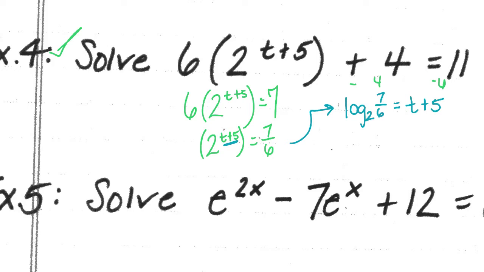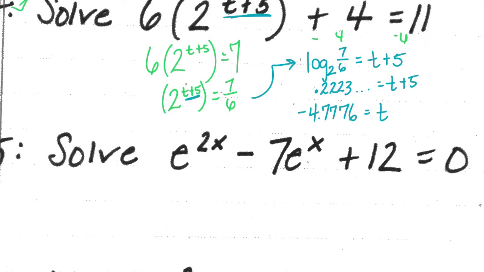So log base 2 of 7 over 6 ends up being 0.22239, and I know that that's equal to t plus 5. So all I'm going to do is subtract 5 from each side, and t is equal to negative 4.7776. So it's just like algebra 1, but when you get to the logarithm part, we have to put it in a logarithm. All right, moving on to the next one.